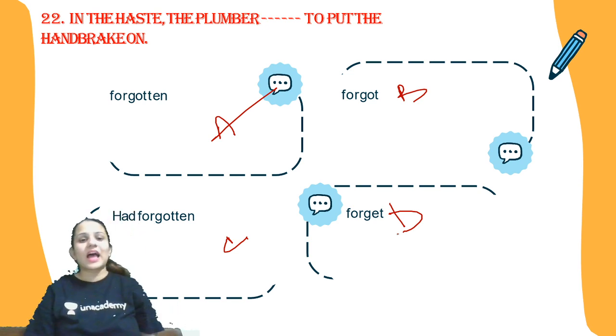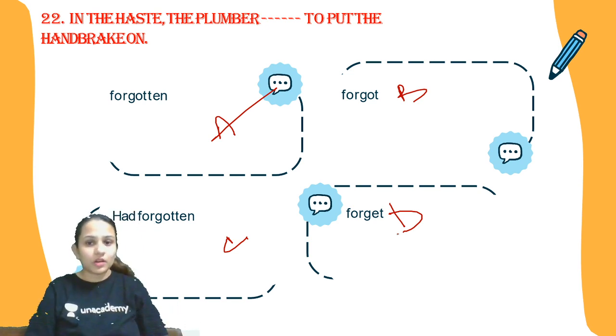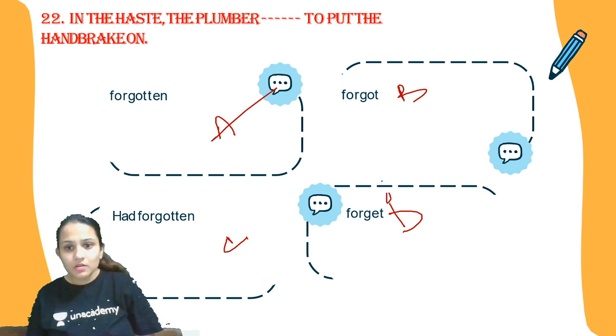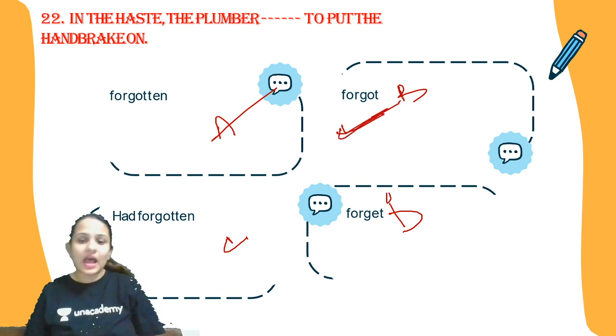In the haze, the plumber dashed to put the handbrake on. Forgotten, forgot, had forgotten, forget. And in the haze, the plumber forgot to put the handbrake on. It's a simple past, an event that happened in the past.